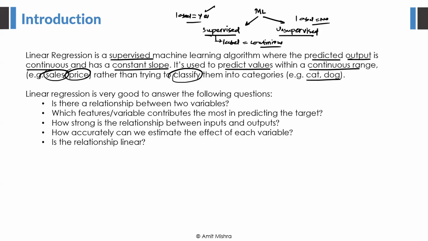Now, there are a few important things which it will tell you about the data set. Linear regression is very good to answer the following questions. It will show whether there is any relationship between the two variables, and which feature or variable contributes the most in predicting the target value. So which feature or variable here will be contributing the most?